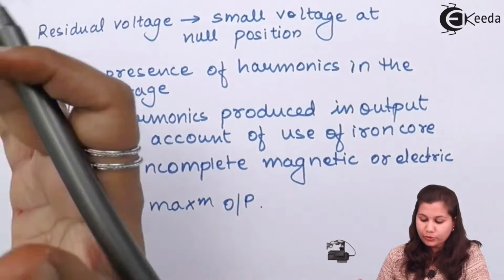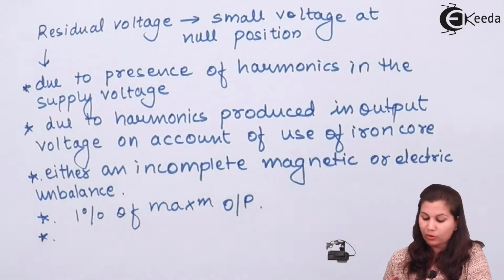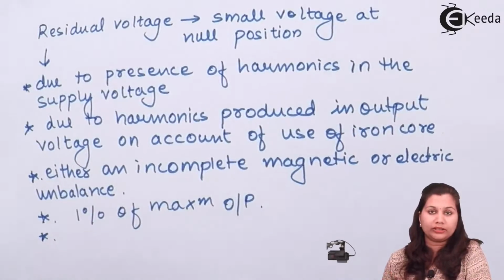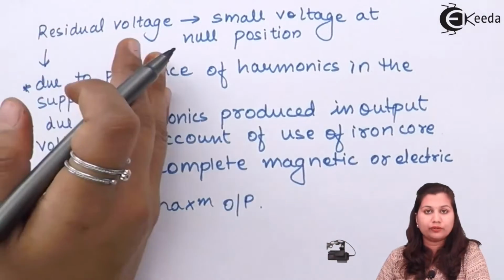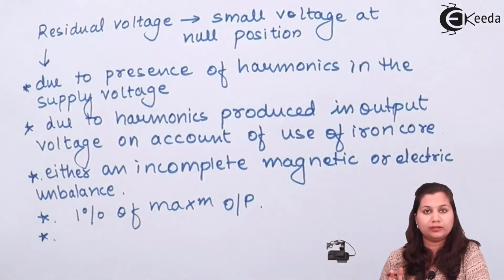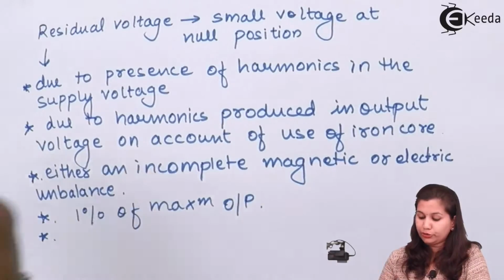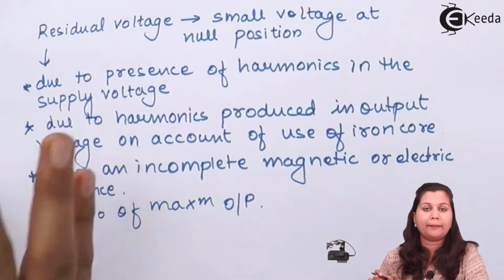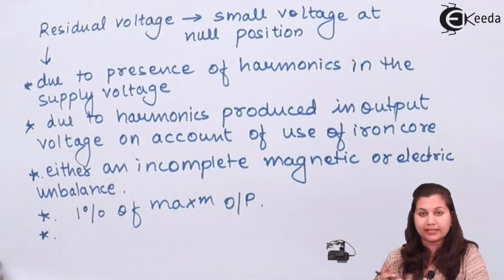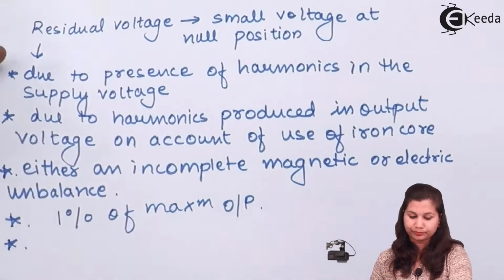However, this residual voltage can be reduced by using improved technological methods, and also with the use of better alternating current sources, so that harmonics cannot be produced, and this residual voltage can be reduced to a negligible value. So due to the environmental conditions, or due to stray magnetic and electric fields, or due to defects in the AC sources, this residual voltage is produced, but it can be reduced to some negligible values.